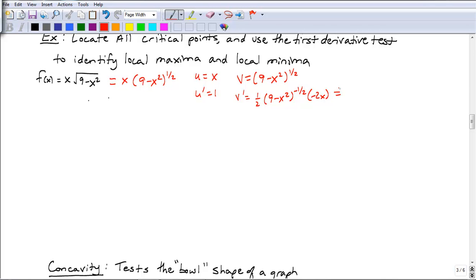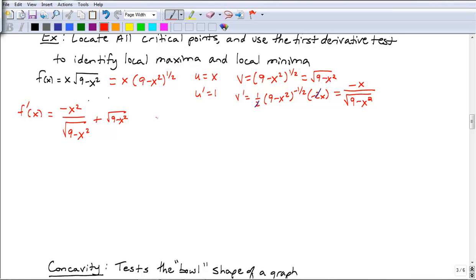And if I write that out, and cancel the 2's, this will make it easier for me to simplify stuff in a sec. The negative x is on top, and that negative 1/2 means it's a square root. The negative means it's on the bottom. So the derivative of this thing is u v prime, that's negative x squared over the square root of 9 minus x squared, plus v u prime. Remember, 9 minus x squared to the 1/2 is just the square root of 9 minus x squared.